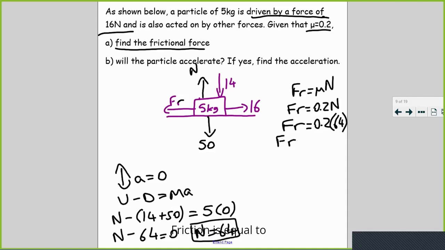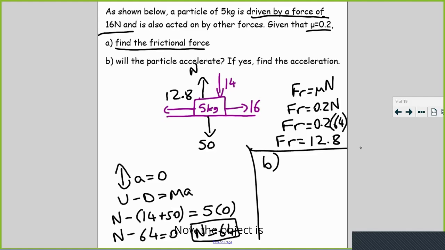Friction is equal to 12.8. Okay, now we've got friction, so we can replace friction with 12.8 here. Okay. Now, part B says, will the particle accelerate? Okay, so we do part B here. Now, the object is moving to the right, right? Because 16 is going to the right.